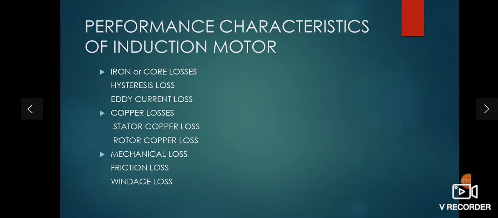Now the third one is the mechanical losses. Mechanical losses are split into friction and windage losses. Friction losses can be reduced by using a carbon brush, meaning carbon material for the brush, so there is less friction. In the same way, windage losses can be reduced by using a good ventilating system. This way you can reduce these losses, increase the efficiency of the motor, and save energy.